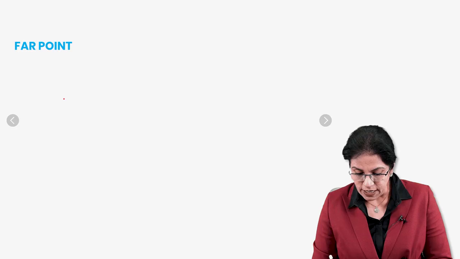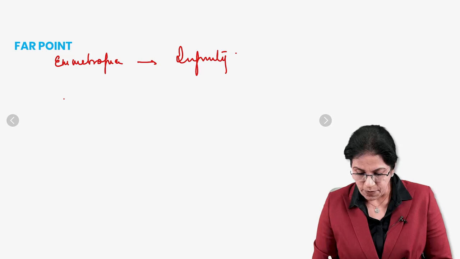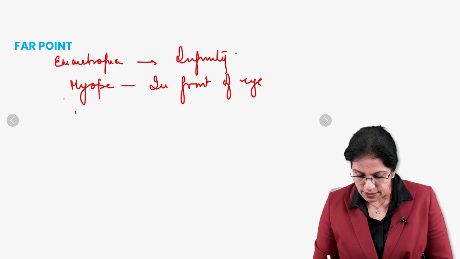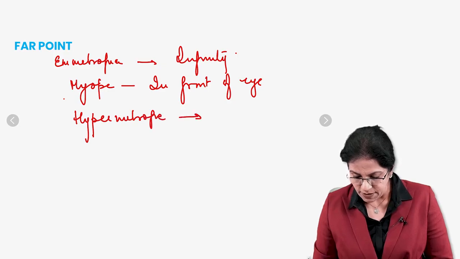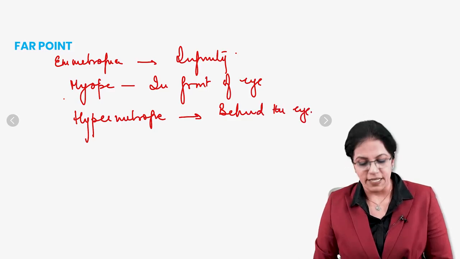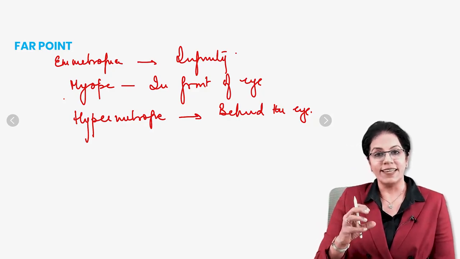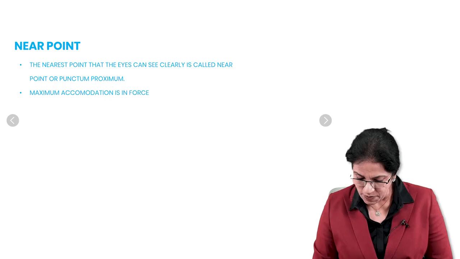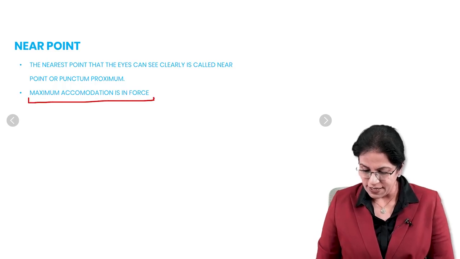So, far point for an emmetropic eye, I hope you all are very, very clear that if you say emmetropic eye, it is infinity, right? If you talk about far point in a myope, of course, is in front of the eye. And if we talk about far point in hypermetrope, this is behind the eye. For a hypermetrope, this is behind the eye. Just keep this in mind, it's very important. Okay, then we talk about the near point. Of course, the nearest point where you can see clearly means there the accommodation is exerted maximum. Okay, so we have to keep in mind there's a maximum accommodation in force.